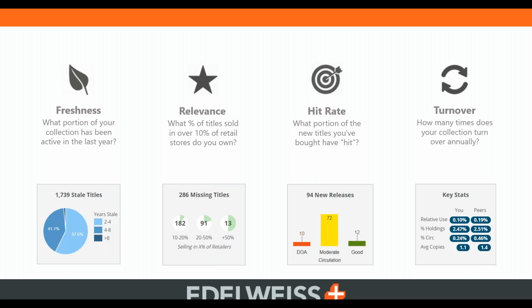These four measures: freshness, relevance, hit rate, and turnover. I'll go through these. I think just to understand the concepts is important, but we won't go too deep in them. But if you manage to these four things: keeping the collection fresh, keeping it relevant, improving your hit rate on new titles coming in, and managing turnover, which I'll talk to, then in all likelihood you will have a healthy collection. That's our hypothesis. So freshness, the first one on the left: what portion of your collection has been active?